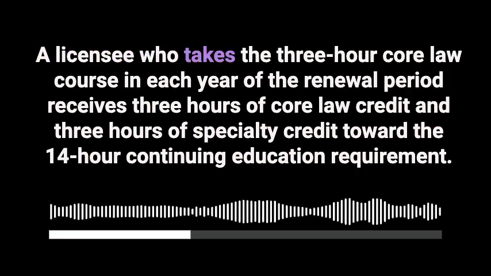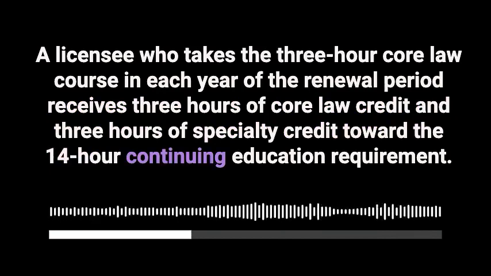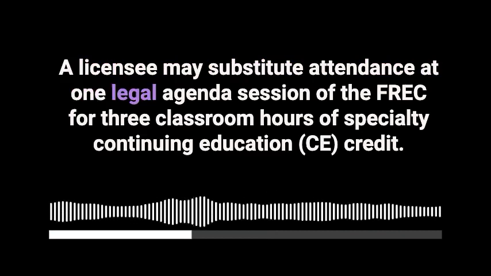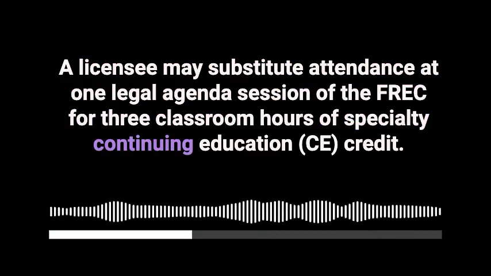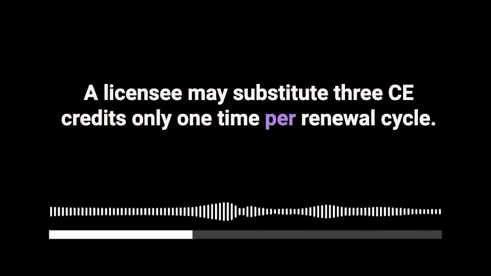A licensee who takes the 3-hour core law course in each year of the renewal period receives 3 hours of core law credit and 3 hours of specialty credit toward the 14-hour continuing education requirement. A licensee may substitute attendance at 1 legal agenda session of the FREC for 3 classroom hours of specialty continuing education credit. A licensee may substitute 3 C credits only 1 time per renewal cycle.